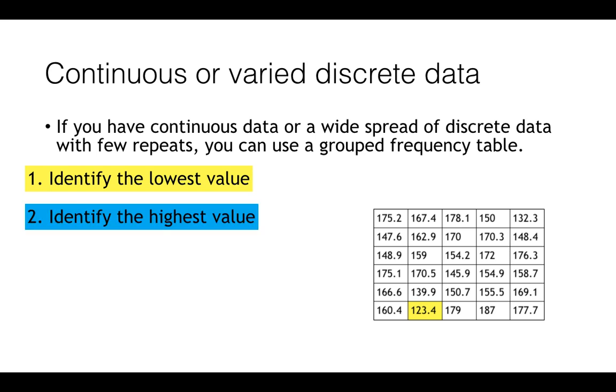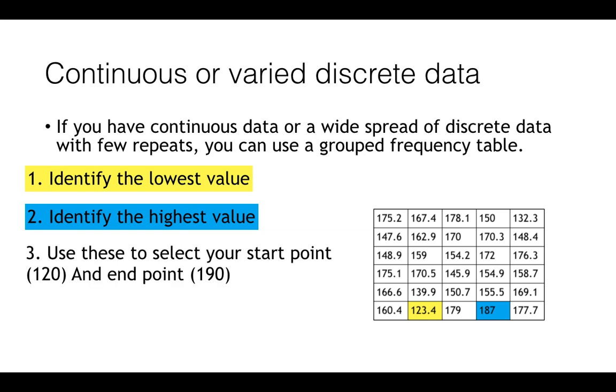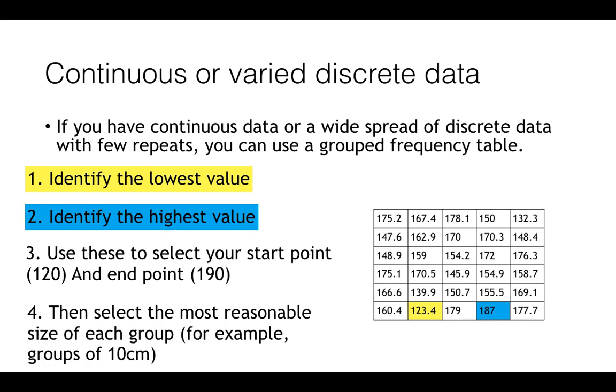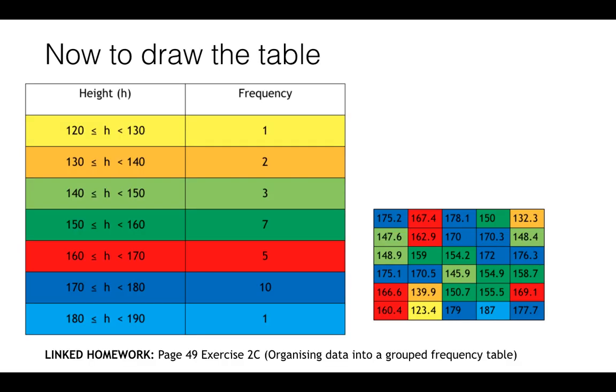Next, I'm going to look for the highest value. Let's see what that is, 187 centimetres. So I know that that's going to be the highest value in my grouped frequency table. And I'm going to use these to select my start and end point. So I'll probably go for a nice round number, 120 to start with, 190 at the end. And then select a reasonable size for each group. So in this case, I'm going to split it into groups of 10 centimetres. So I'm going to group together people with heights that are within the same 10 centimetres. So let's have a look at what that looks like.